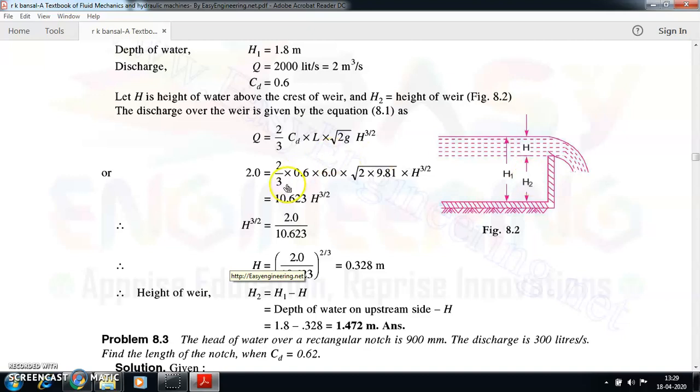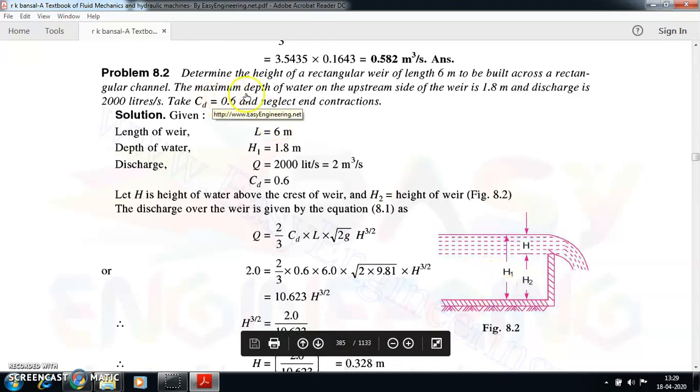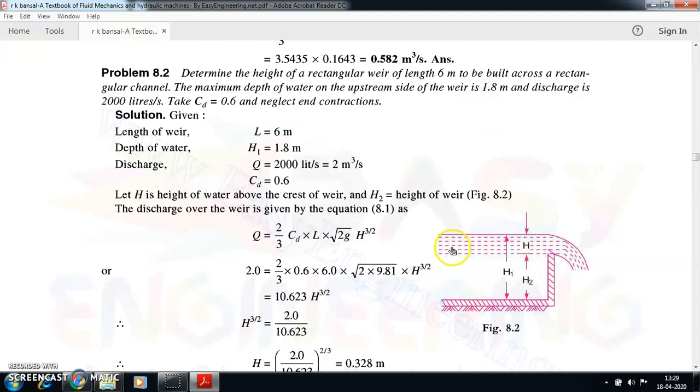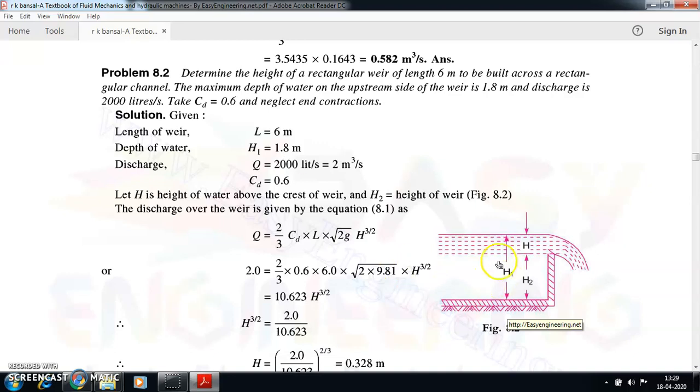So what is given to you in the problem? H1 is given to you: the maximum depth of the water on the upstream side of the river. Here totally water will be there, so from the bottom of the weir till the top part, this H1 value is given to you, 1.8 meters. Length is given to you. Q is given to you, convert it into meters cube by dividing by 1000, so 2 meter cube per second. CD value is given to you.